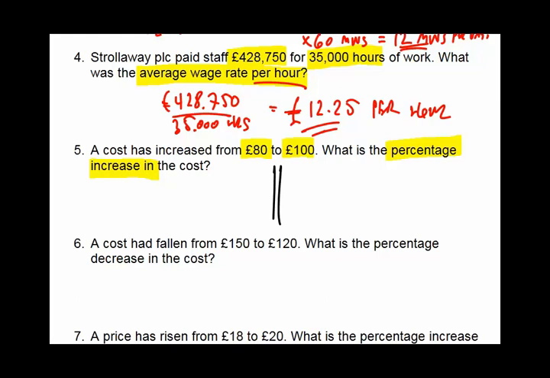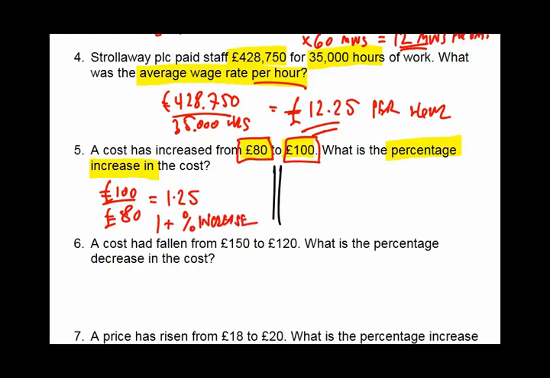Now, one way to do it is to take the end figure, so the end figure here is the £100 the cost had risen to, and then divide it by the start figure. In this case, the £80 that the cost had started at. So if I do it this way, £100 divide by £80. Now if you do that on your calculator, you'll get a figure of 1.25.